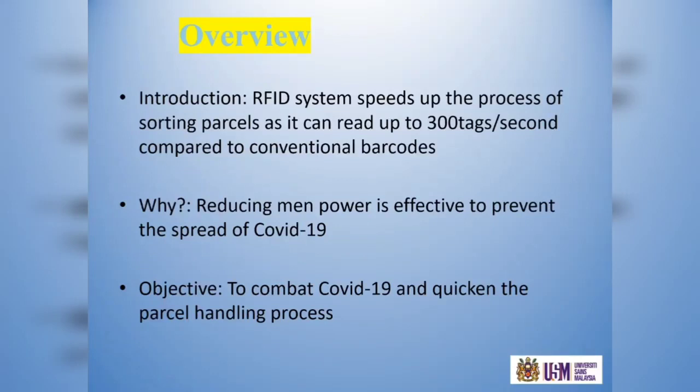Introduction. RFID systems speed up the process of sorting parcels as they can read up to 300 tags per second compared to conventional barcode. Why? Reducing the manpower is effective to prevent the spread of COVID-19. And the objective for our mini project is to combat COVID-19 and quicken the parcel handling process.